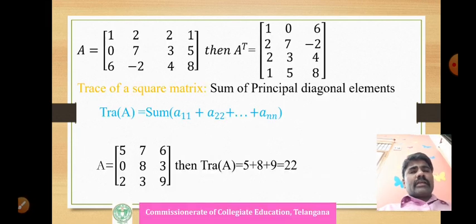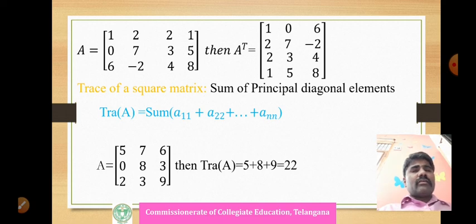Now let us take a matrix example. A equals 1 0 6 2, 7 minus 2 2 3, 4 1 5 8. This is a matrix of order 3 by 4: 3 rows and 4 columns.